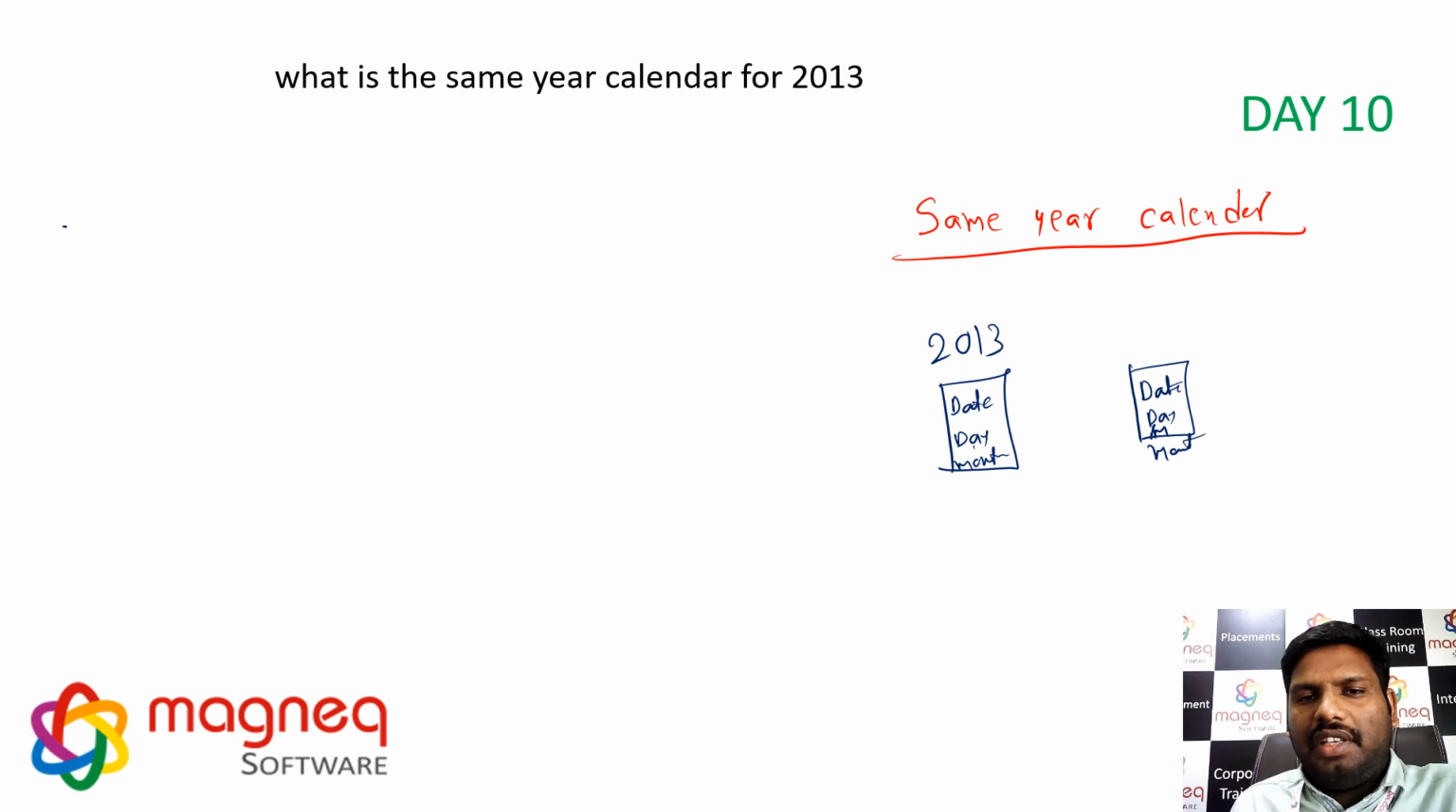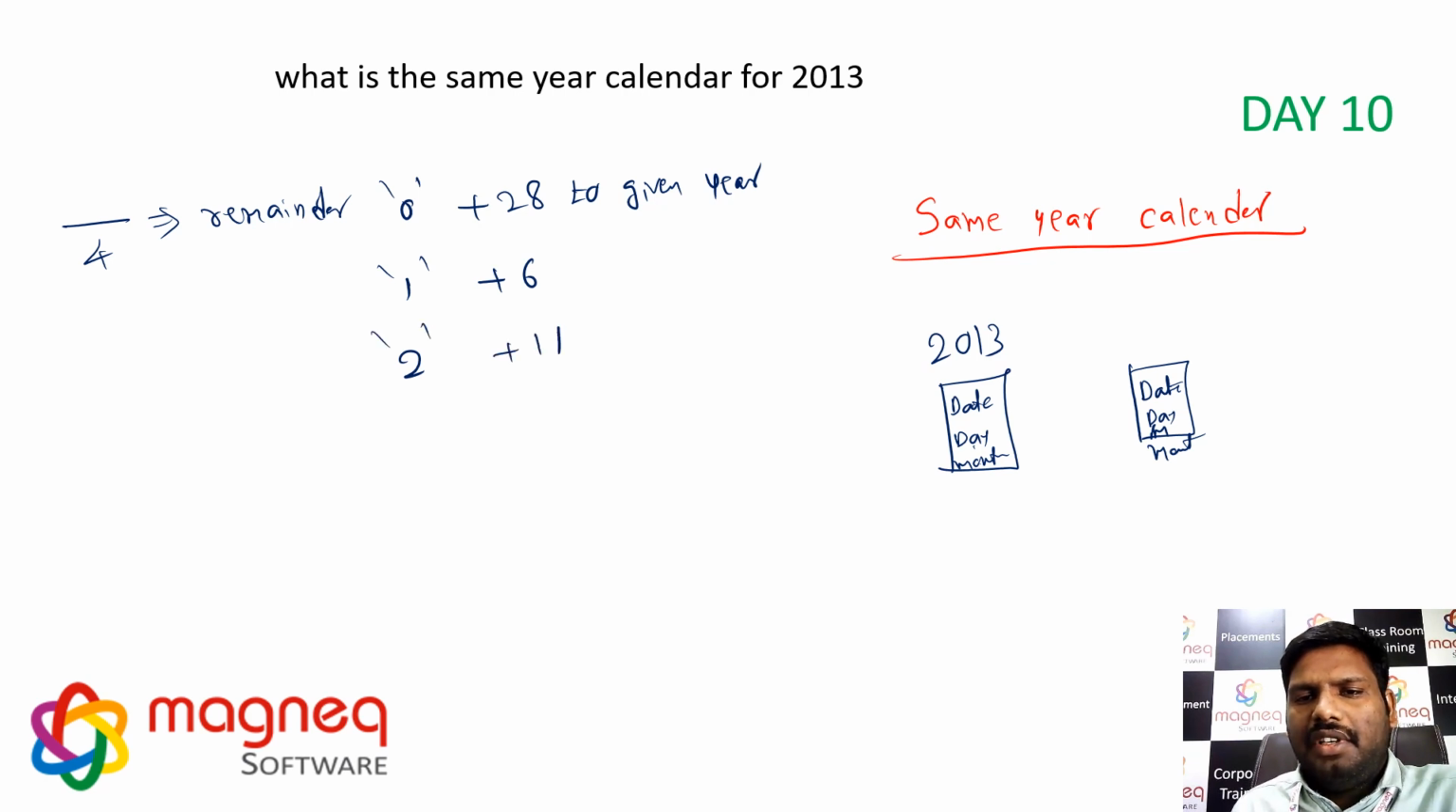So when the given year is divided by 4: when the remainder is 0, add 28 to the given year. When the remainder is 1, add 6. When the remainder is 2, add 11. When the remainder is 3, add 11. To find the same calendar, when the given year is divided by 4, remainder 0 plus 28, remainder 1 plus 6, remainder 2 plus 11, remainder 3 plus 11.